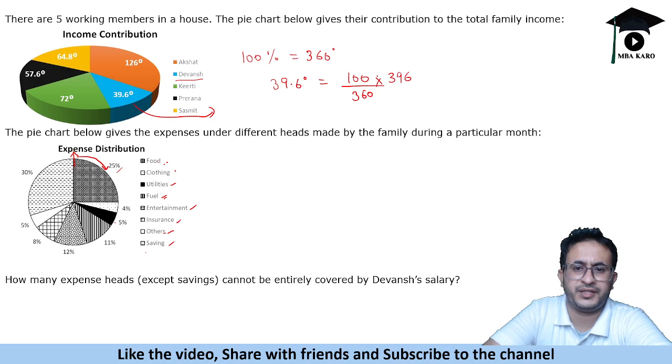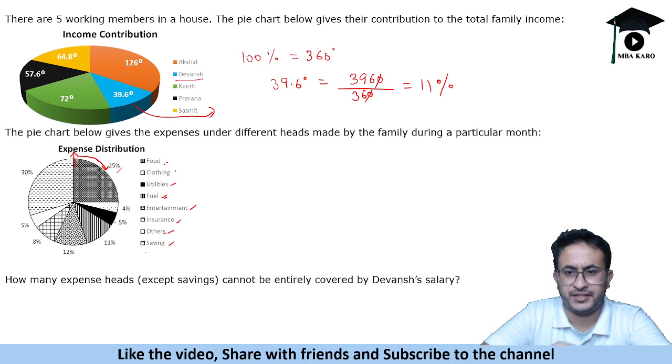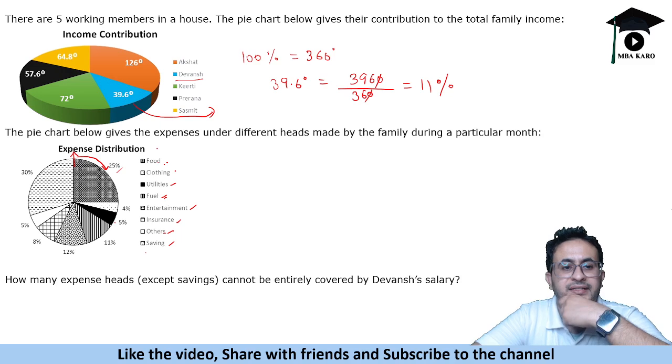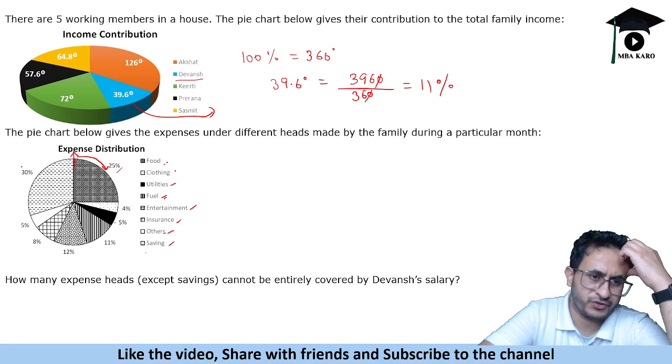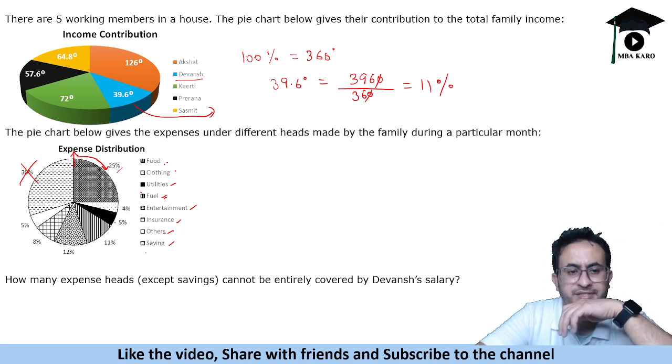So you can make it 3960. So that will be 3960, that is 11. So he makes 11% of the income, right? So he generates 11% of the income. Now it says how many expense heads cannot be entirely covered by Devansh's salary except savings. So you do not have to count savings. You have to tell how many are above 11%. So we cannot cover food.